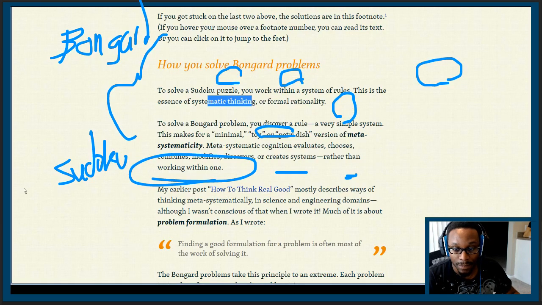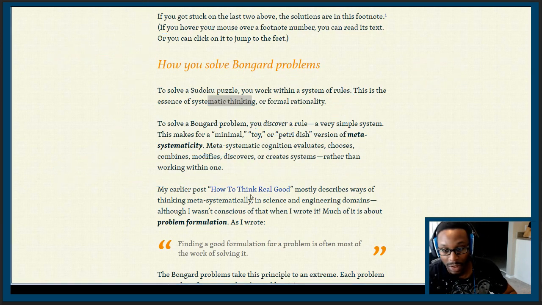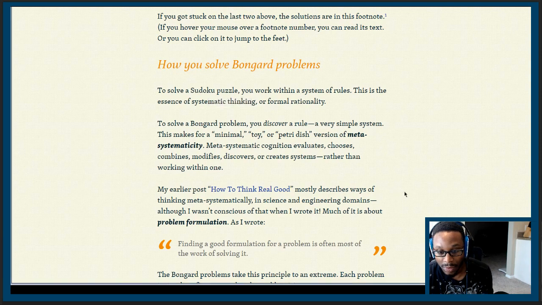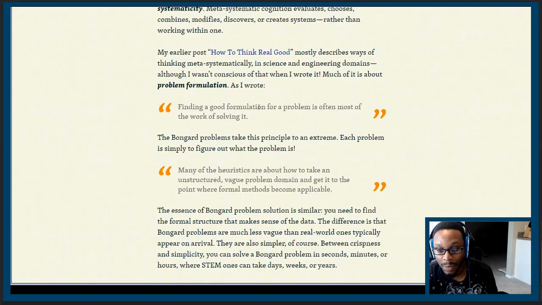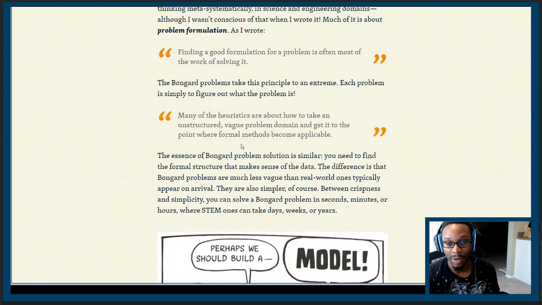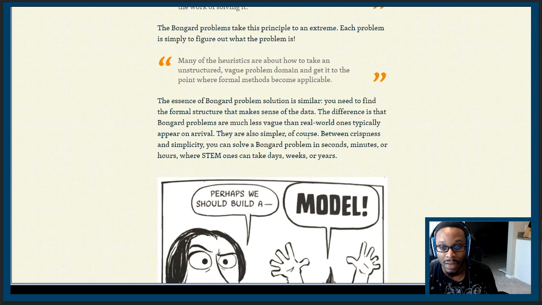Let's go back and do that so you can read. Okay, so this mostly describes ways of thinking meta-systemically. Finding a good formulation for a problem is often most of the work of solving it. That's funny. Bongard problems take this principle to an extreme. Each problem is simply to figure out what it is. Many of the heuristics are about how to take an unstructured, vague problem domain and get it to a point where formal methods become applicable. The essence of a Bongard problem solution is similar. You need to find a formal structure that makes sense of the data. The difference is that Bongard problems are much less vague than typical real-world ones, and so on.